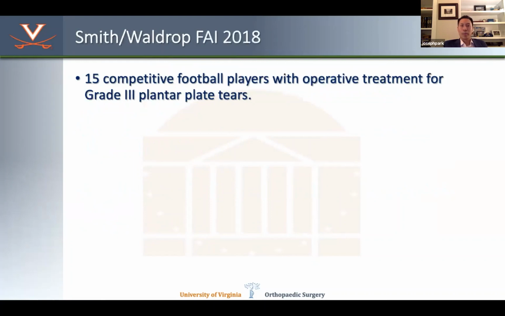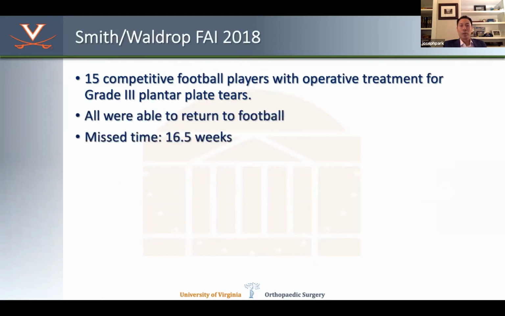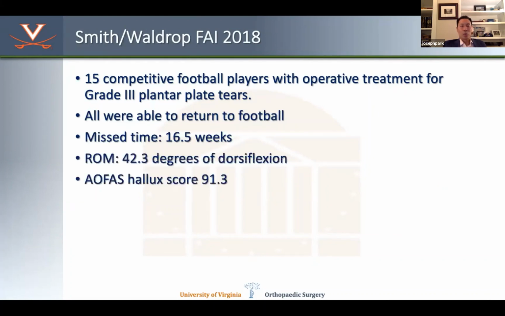Smith and Waldrop published this in 2018, looked at 15 competitive, mostly college football players. All were able to return to football. Most missed almost 4 months of football. And range of motion was excellent, and their scores were excellent. The average pain was almost 0.